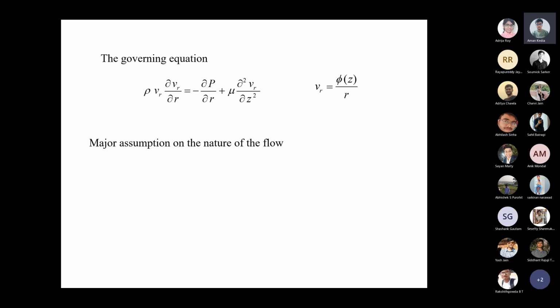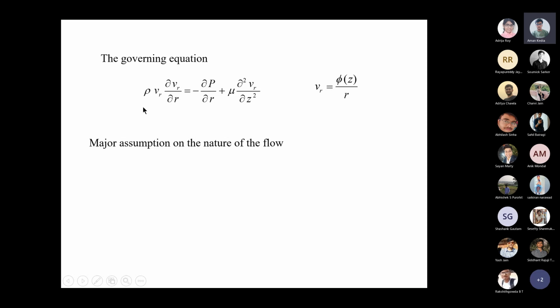Now, I would like to solve this, which I cannot do directly because I'm dealing with a partial differential equation right over here. What I can do is put this VR as phi by r and simplify it slightly so that this becomes rho phi square by r cube or some form, and so on.